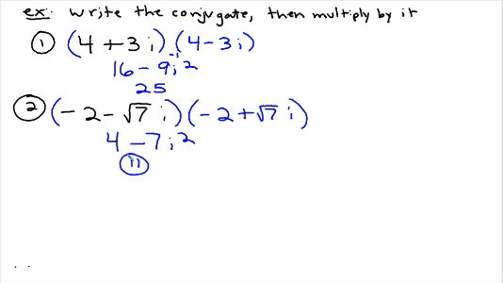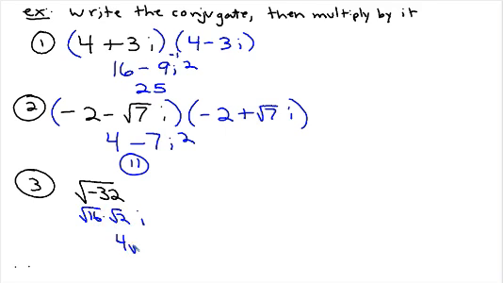All right. Now, they could also ask you to do the same thing and just give you this. They could say write the conjugate and then multiply by it. And you might be thinking, well, what's the conjugate? Well, let's clean this up first. Let's take our i out and then make this the square root of 16 times the square root of 2. So this is 4 square roots of 2i.